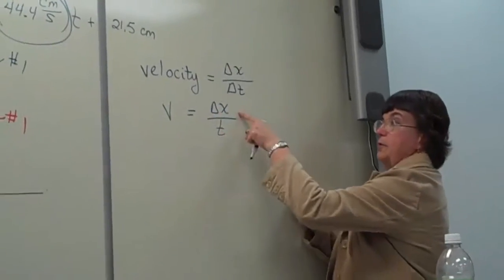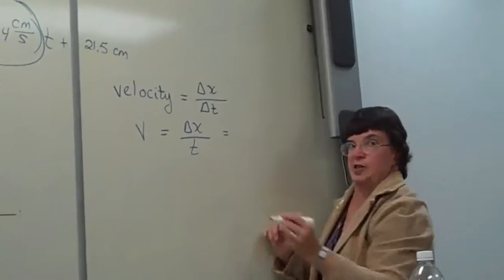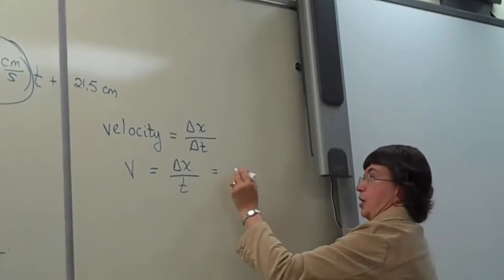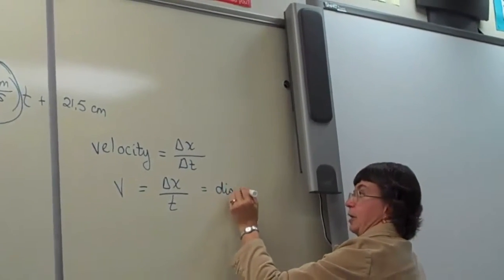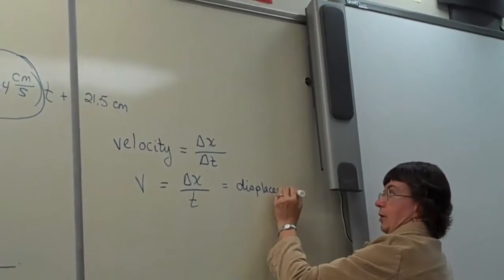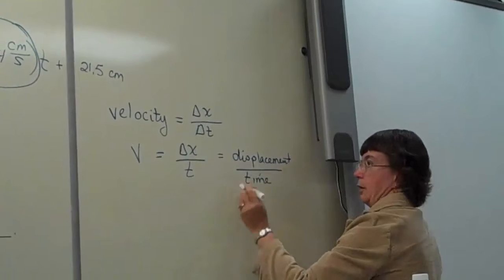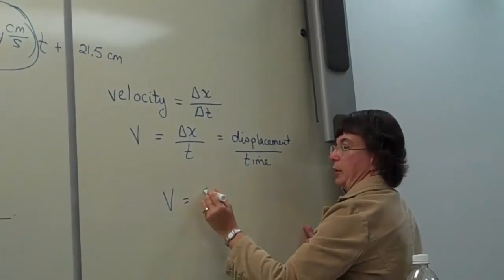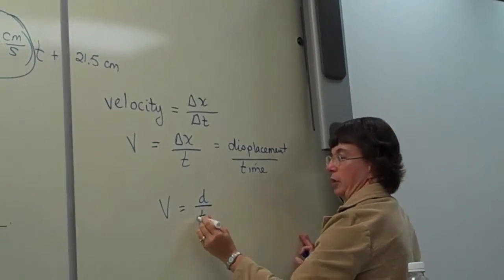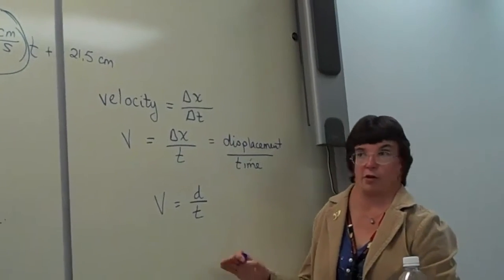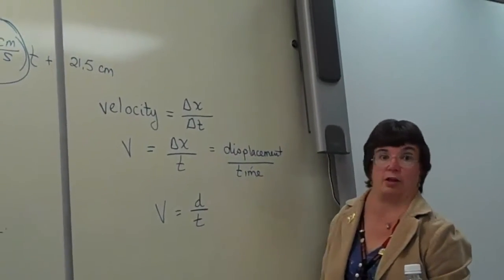Okay, so change in position. We said last week change in position is also the displacement that we see. So velocity can also be written as displacement per unit of time. So there are a couple of different ways we can write that velocity equation.